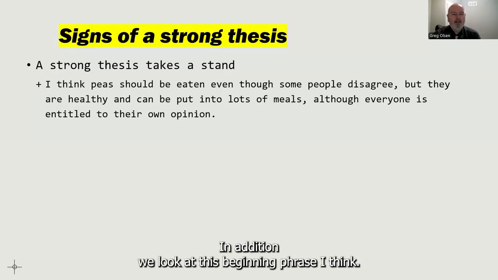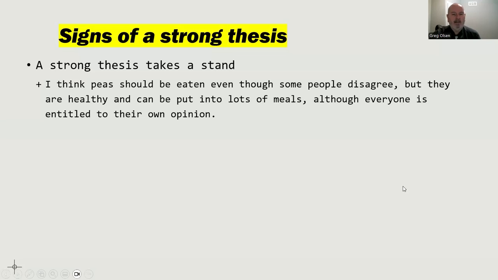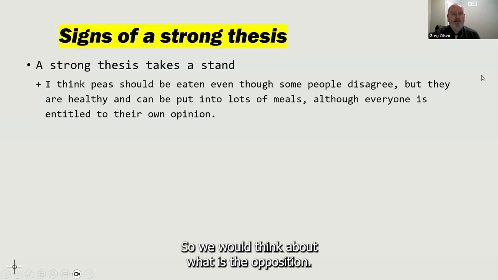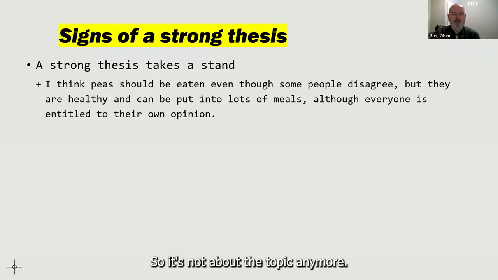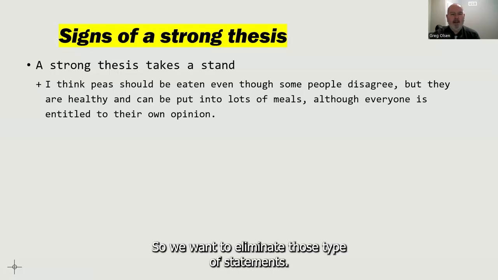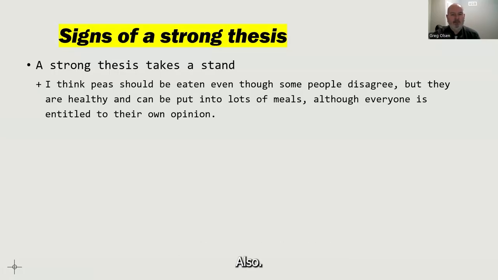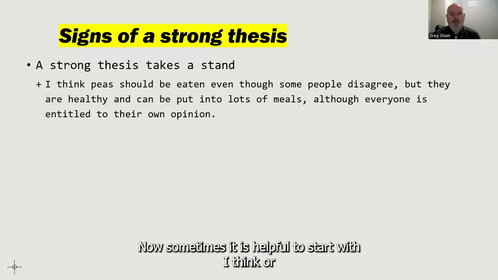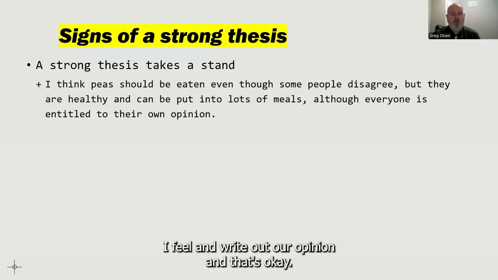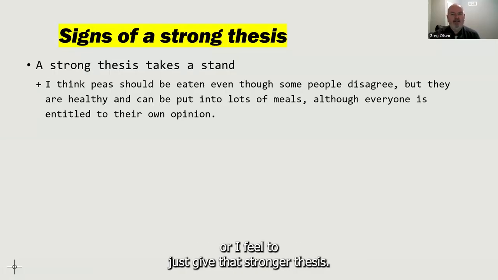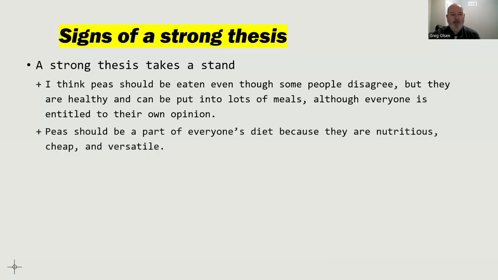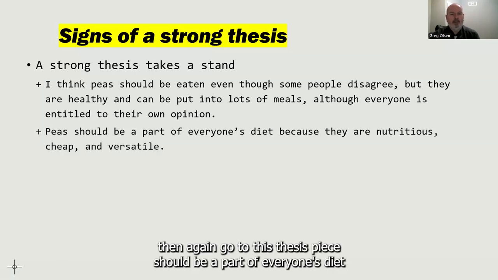In addition, we look at this beginning phrase, I think. So we would think about what is the opposition? The opposition is actually going to say, no, you don't think that. So it's not about the topic anymore. It's more about what you think. So we want to eliminate those type of statements also. Now, sometimes it is helpful to start with I think or I feel and write out our opinion. And that's okay. But then go back and take out that I think or I feel to just give that stronger thesis.